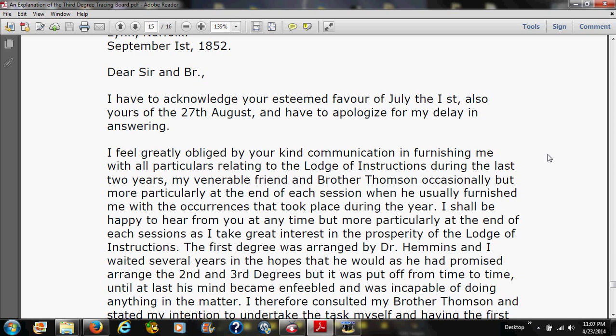My venerable friend and brother Thompson occasionally, but more particularly at the end of each session, when he usually furnished me with the occurrences that took place during the year, I shall be happy to hear from you at any time, but more particularly at the end of each session, as I take great interest in the prosperity of the Lodge of Instructions.